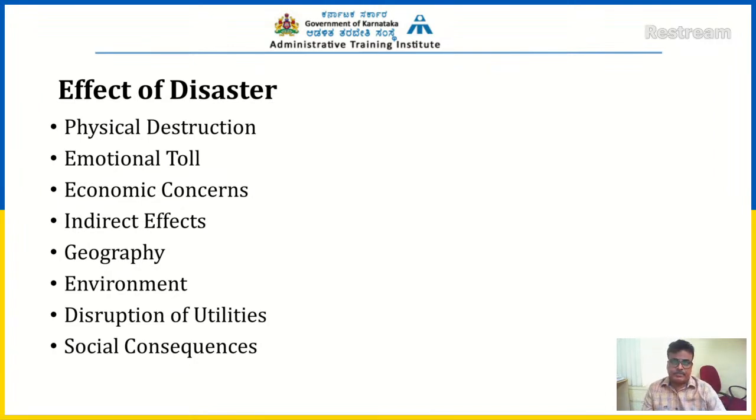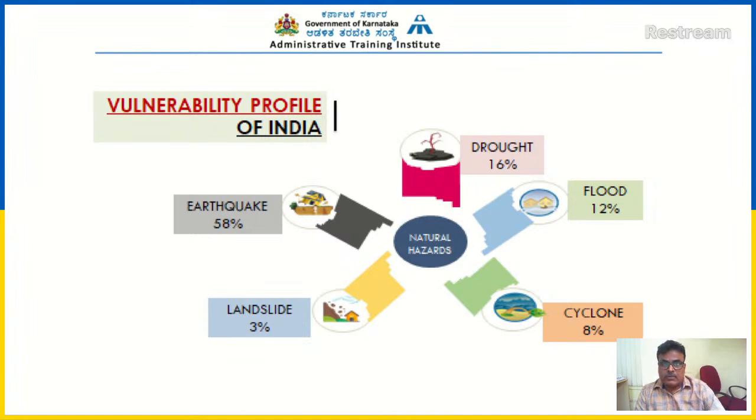Let us move to the next one. So we'll go to the vulnerability. After knowing the effects of disaster, we'll now know what the vulnerability profile of India is. So how vulnerable is our India? We are vulnerable to earthquakes. 58% of our area in India is vulnerable to earthquakes. So please remember, it is the highest vulnerability. 58% of the area of India is vulnerable to earthquakes.